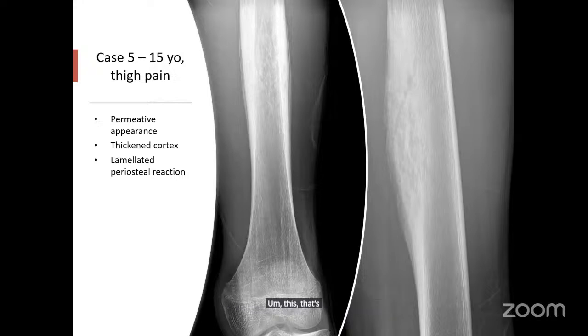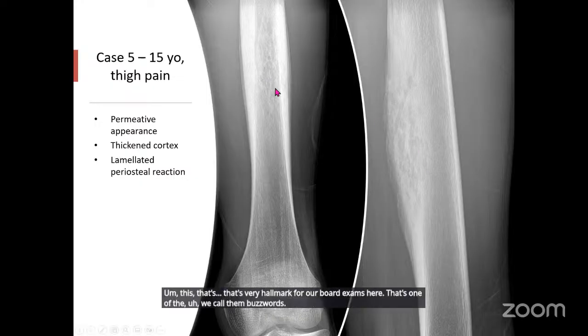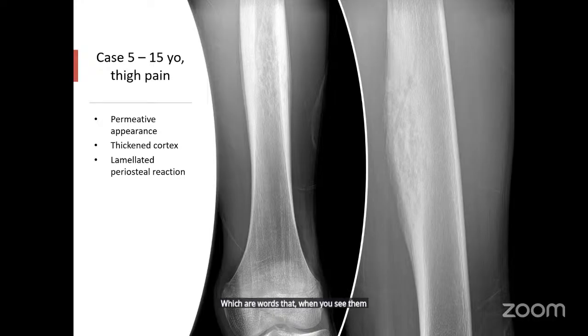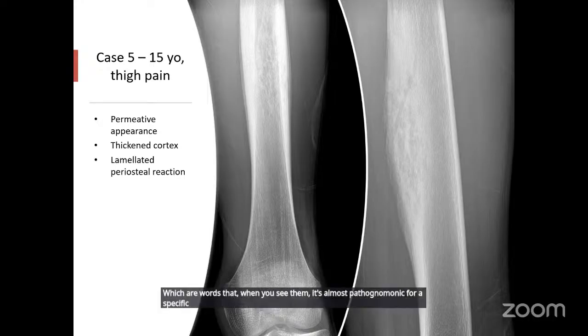That's very hallmark for our board exams here. That's one of what we call buzzwords, which are words that, when you see them, are almost pathognomonic for a specific diagnosis. And lamellated periosteal reaction, which is this kind of striped periosteal reaction in a young person, is almost pathognomonic for Ewing sarcoma.